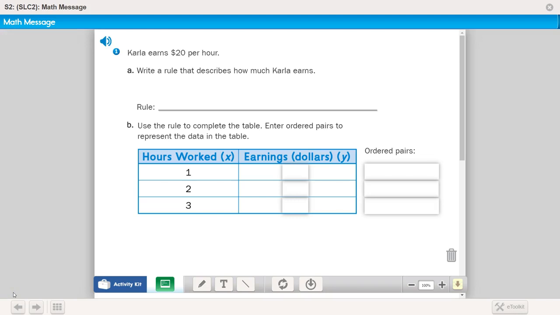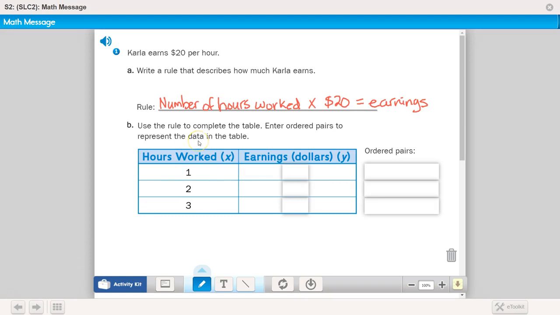Here is today's math message. This is problem number 1 on page 270 in your math journal. Carla earns $20 per hour. 1A. Write a rule that describes how much Carla earns. So the rule that I wrote is number of hours worked times $20 equals earnings. 1B. Use the rule to complete the table, then enter the ordered pairs to represent the data in the table.